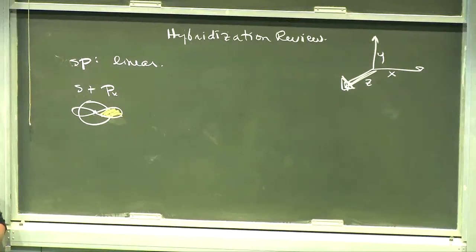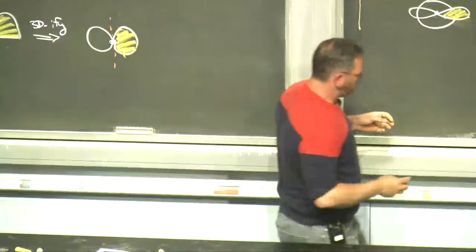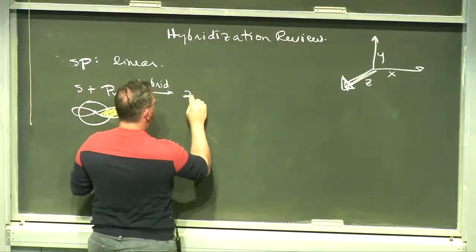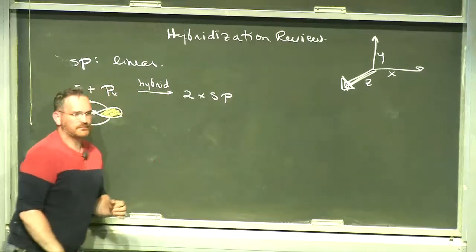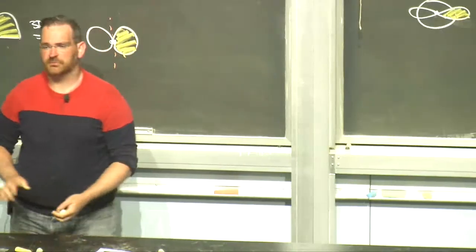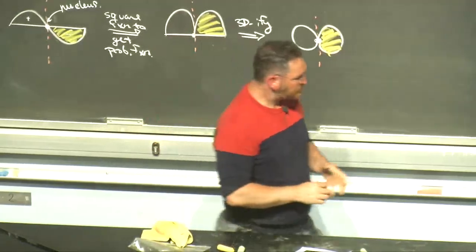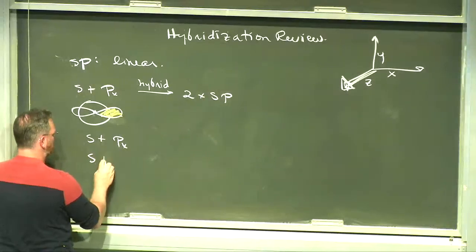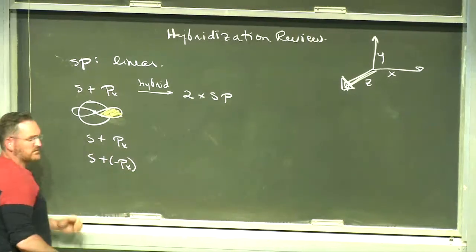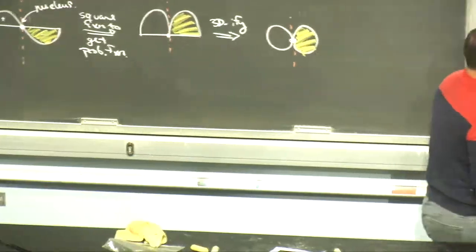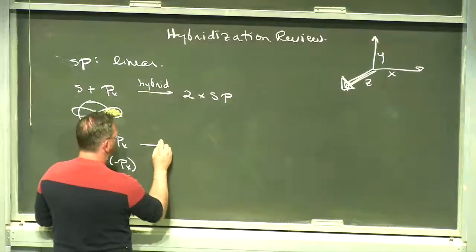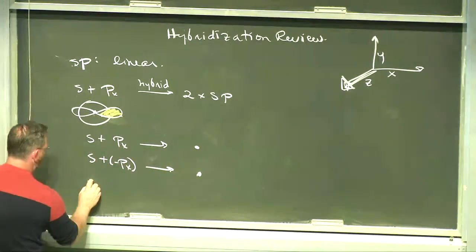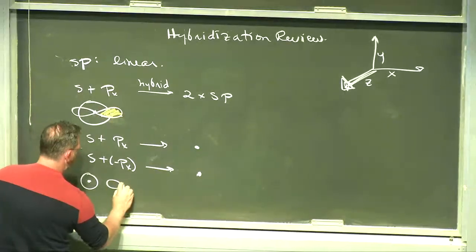So s plus px. Those are the things that we're hybridizing. All right, and we're going to hybridize and get two sp orbitals. We started with two atomic orbitals, so we have to end with two hybrid atomic orbitals. And the way we're going to do it is s plus px and s plus the negative of px. So s plus px is as it's drawn, centered on the nucleus.